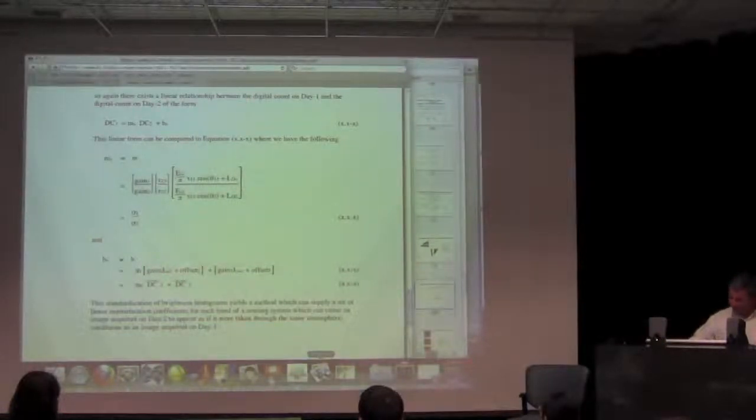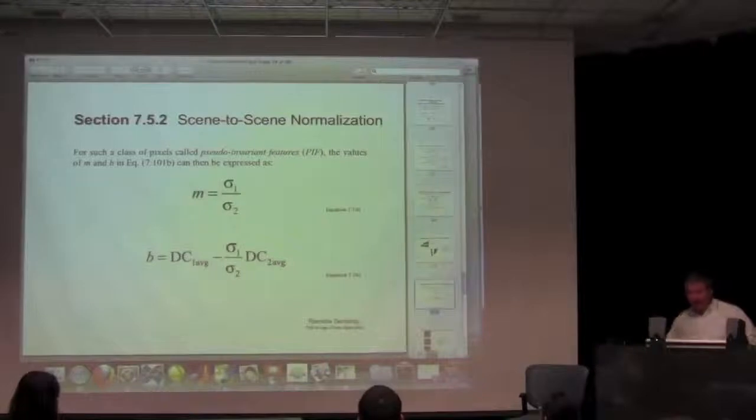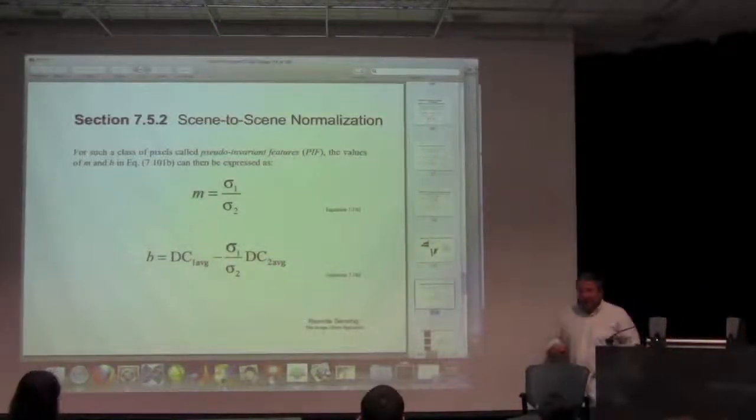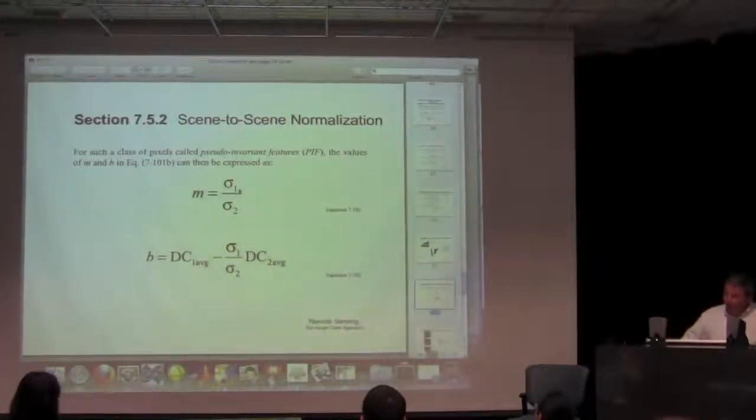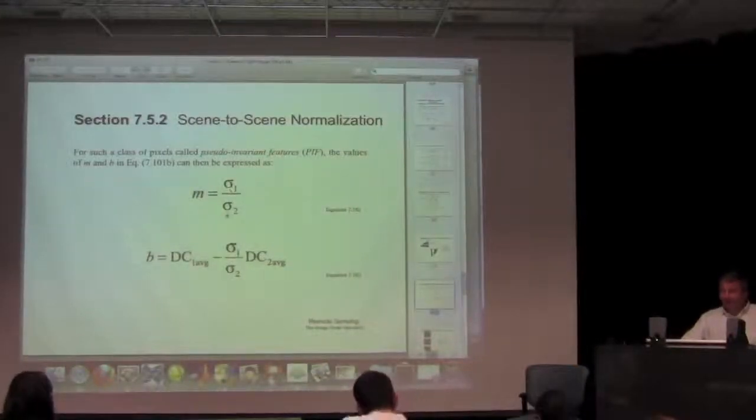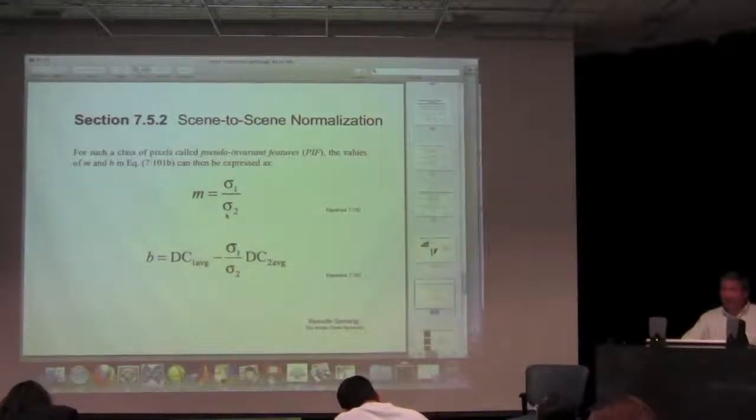But the important part in the end is here are the values. All right, so what did we wind up with here? We wound up with something extremely simple, right? What are sigma 1 and sigma 2? This is the standard deviation of the histogram on day 1. This is the standard deviation of the histogram on day 2. So it's just a measure of spread. What's this? This is the average digital count on day 1. This is the average digital count on day 2. Modified by that m term, that slope term. So that's the slope and the intercept for this.